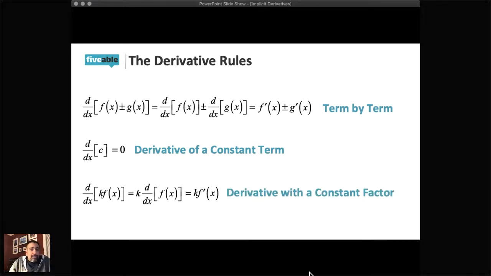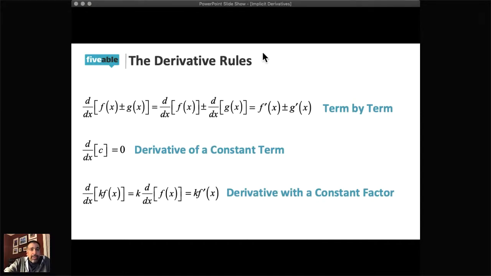This is the derivative with a constant factor. I tend to call it the free ride rule because I like to say that k gets a free ride to the answer, and then you just take the derivative of the function that's left. So these are the general rules of differentiation that you should be familiar with, along with the one steps.